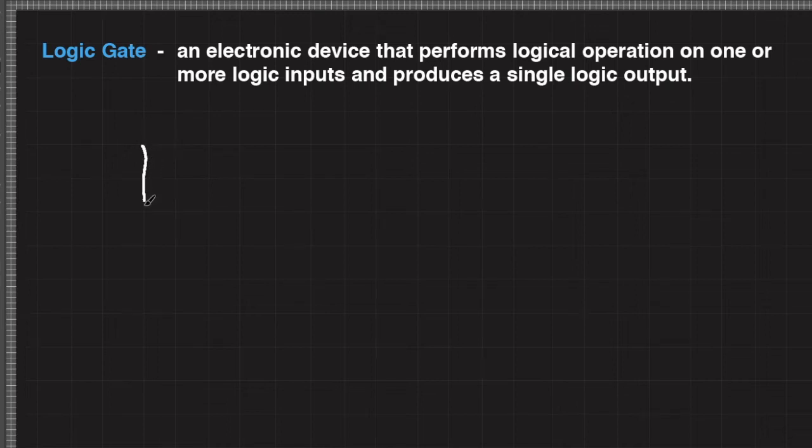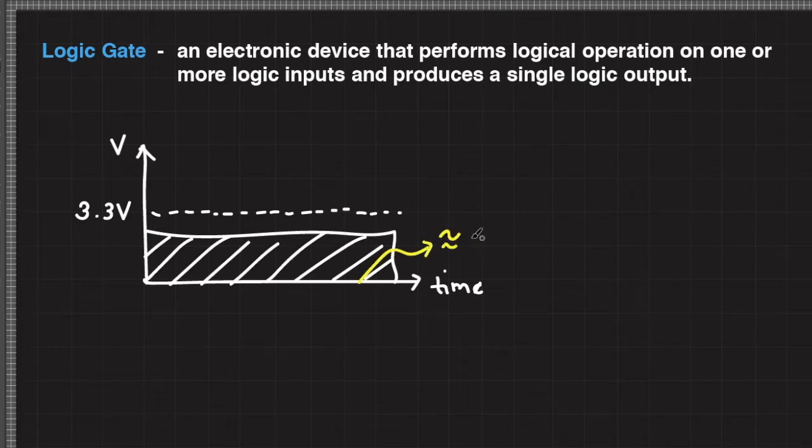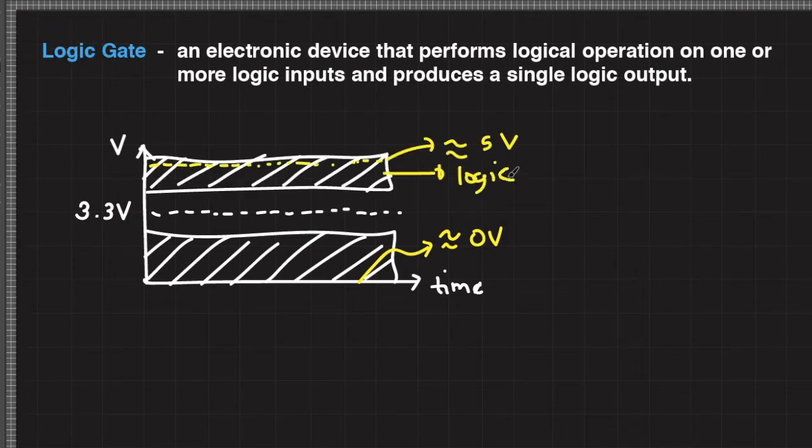Binary systems are used in the design of digital electronic systems because the base of a binary quantity is easily represented by an electronic device. For example, if we set a threshold like 3.3 volts, wherein if the voltage is less than this threshold, we call it logic 0, and greater than this threshold, we call it logic 1. We can consider this region as logic 1 and this region as logic 0.